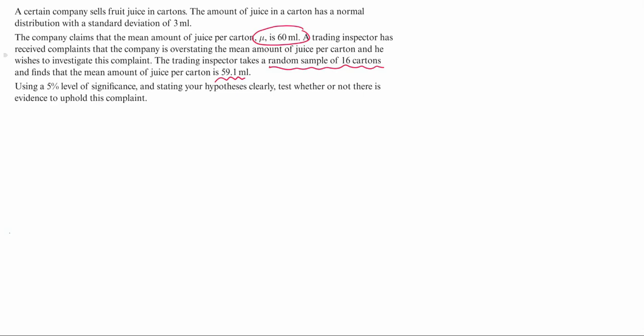So are the trade-in inspectors going to fine this company for not putting enough juice in? Or is there, if we look ahead, less than a 5% chance of that happening? So if it's within that threshold, they're not going to fine them. Just maybe advise them it's a little low. If it is a 5% chance of happening and therefore really rare, they're going to be slapping a big fine on this company, which is what they don't want. So they haven't defined a random variable, so let's start by doing that. So let x be a random variable, amount of juice.